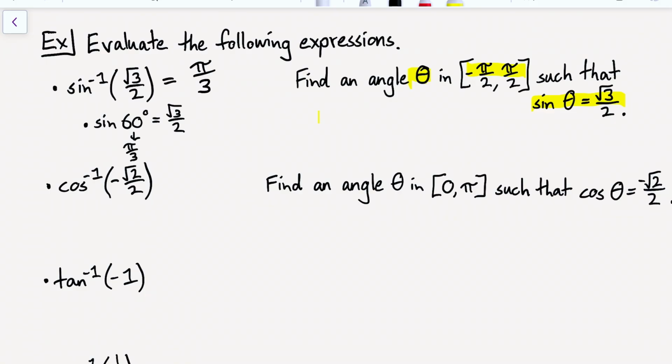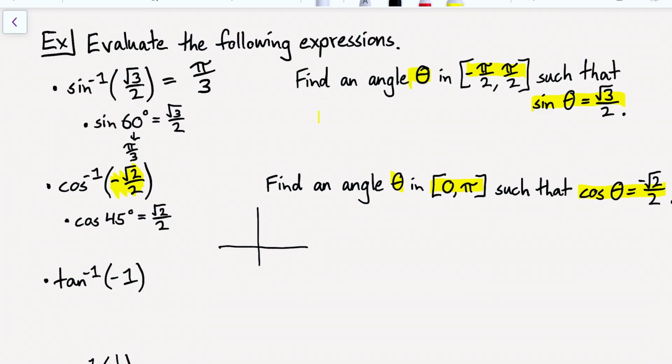Or if we want to find the inverse cosine of negative root 2 over 2, I'm looking for an angle theta in the interval 0 to pi, such that cosine of theta is negative root 2 over 2. The corresponding trigonometry fact that may be helpful here is that cosine of 45 degrees is root 2 over 2. That's not quite what I want here because my given value is negative root 2 over 2.